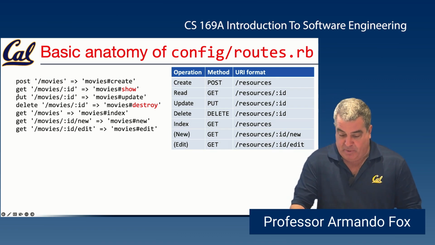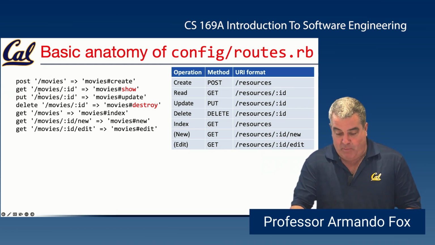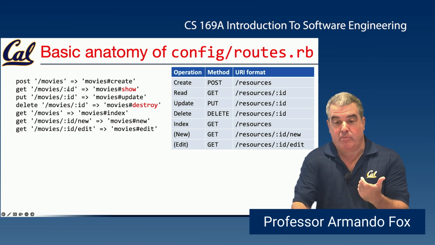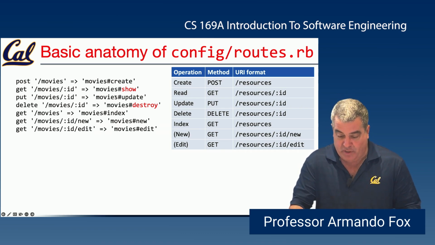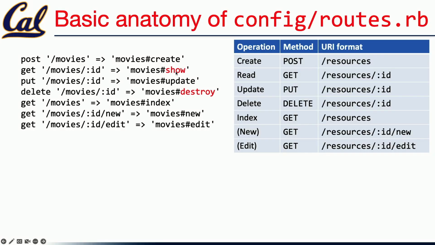So, for example, if I see an HTTP route that matches GET using the HTTP verb GET, and the route matches /movies, and then something that can be mapped to this ID parameter, then I will call the movies controller, and I will find the show action.